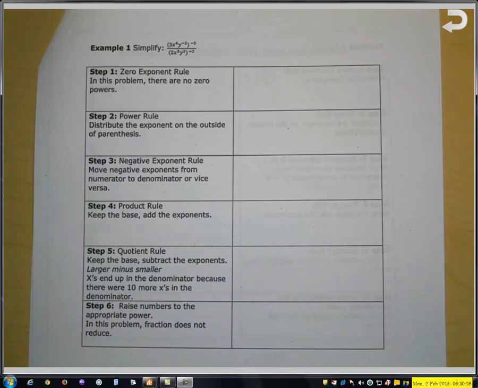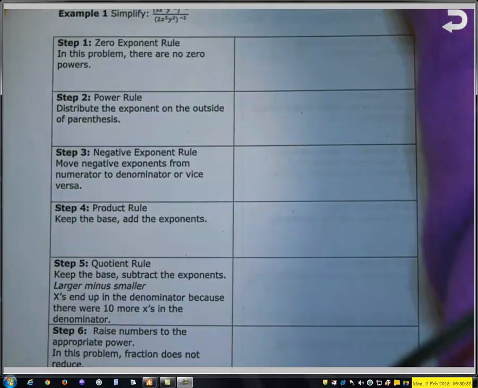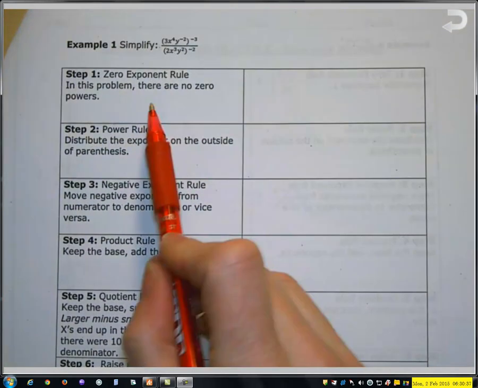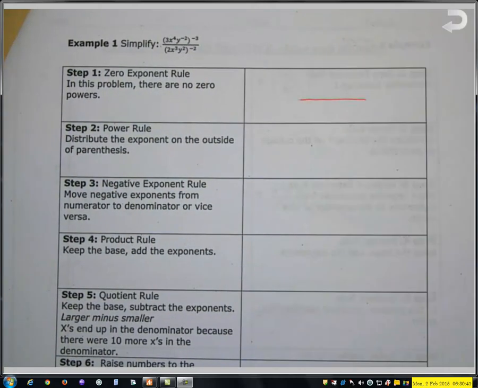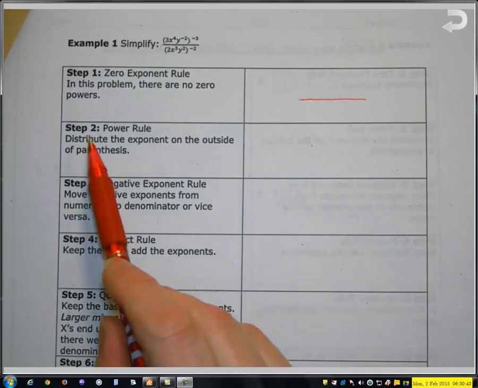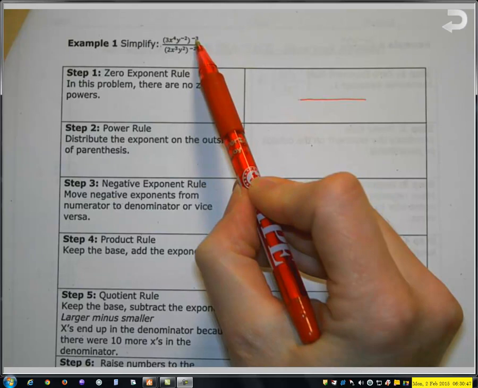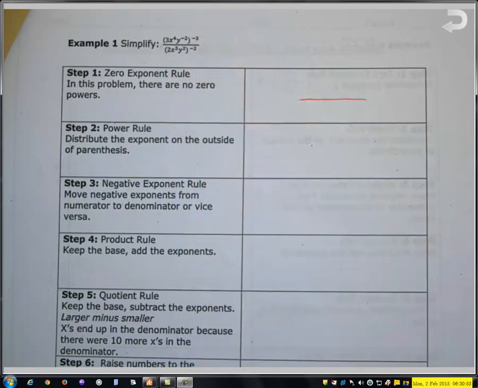So the first thing we'll do is apply the zero exponent rule. We're going to look at our problem up at the top, and we find that there are no zero exponents. So in this problem we get to skip the first step. In step 2 we're going to apply the power rule, which means we take the exponent on the outside of the parentheses and we multiply it with everything inside of the parentheses.